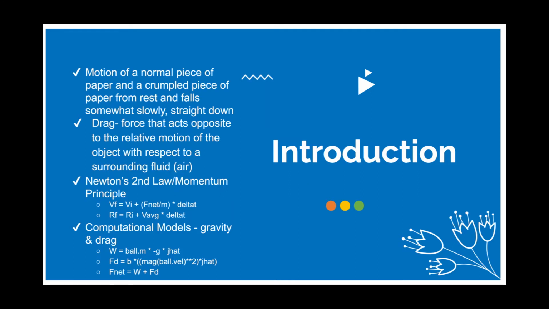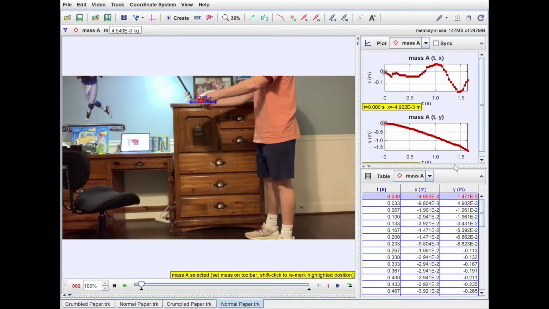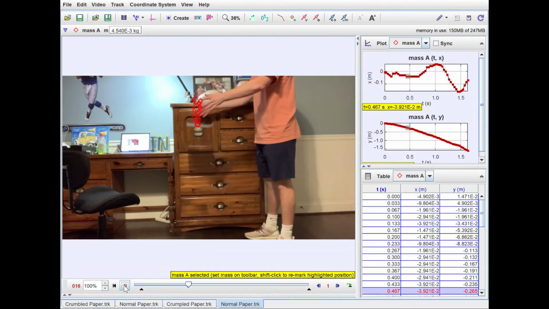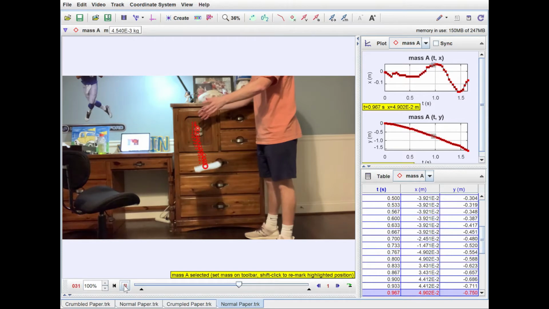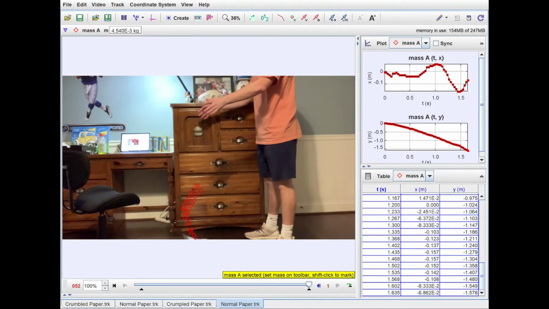Based on the data that I collected, two computational models were created using Newton's second law, both of which included gravity and drag. I then imported my first video into Tracker to detect the motion of the normal piece of paper. The length of the paper was used for reference, and I created an XY plane where the origin was the center of the paper at rest. The X and Y directions of the paper were recorded and graphed as it slowly moved in the negative Y direction.